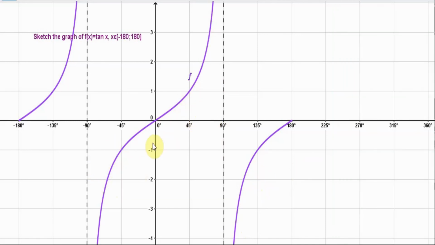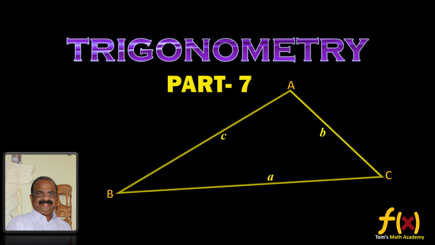Now, if the question says so, write down the coordinates, you must write down the coordinates. For example, 45, 1, minus 90, 0, okay, minus 135, 1, all the coordinates if the question demands. You can mention that. Okay, hope you understand the method. So that is the end of part 7.